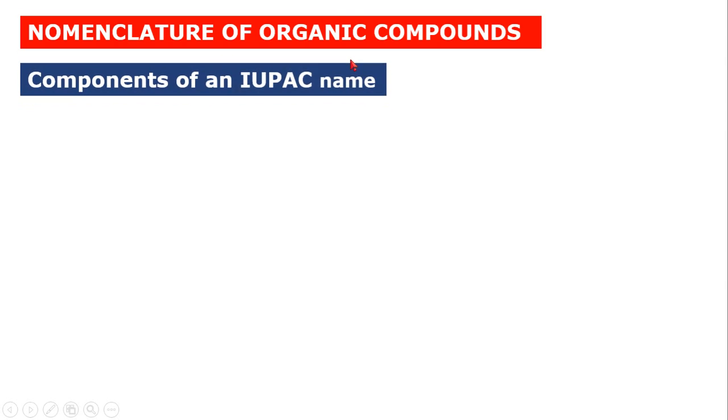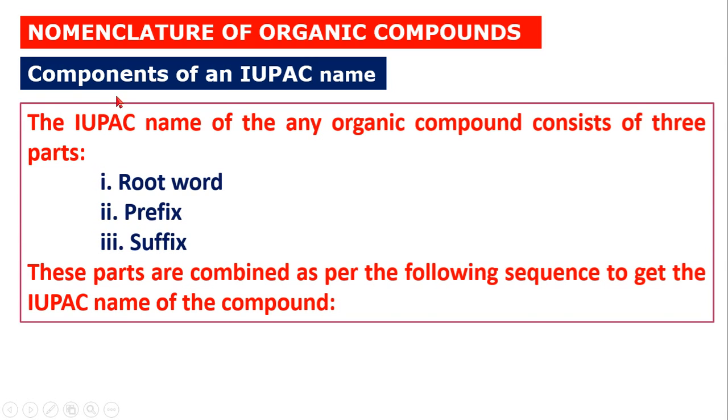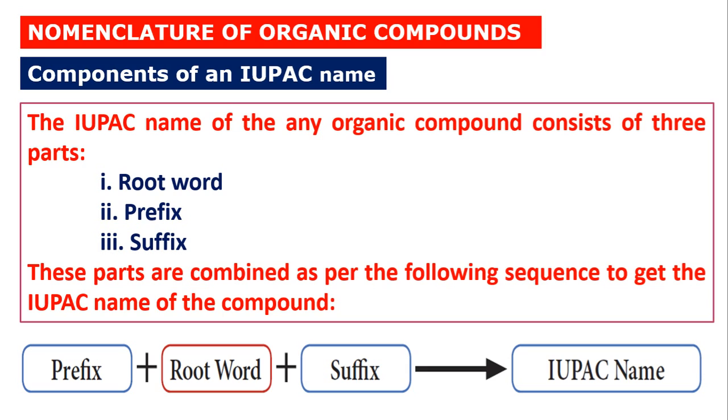Now, we pass on to the next topic, nomenclature of organic compounds. Now, why do we need the nomenclature? In ancient days, the names of the organic compounds were related to natural things. For example, formic acid. Formic acid was obtained by the distillation of red ants. So, here the Latin name of red ant is formica.